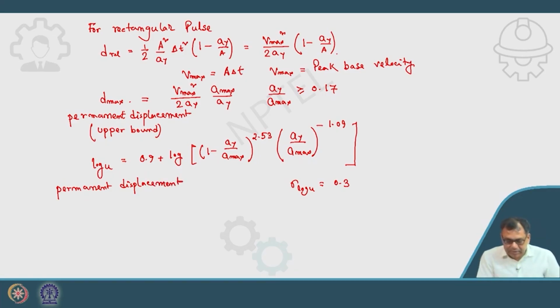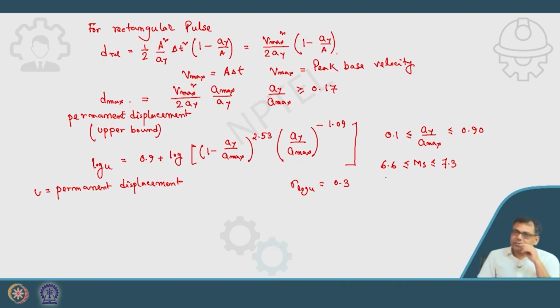Okay, but again this equation is valid if AY by A max is greater than 0.1 and less than 0.9, and the surface wave magnitude is in between 6.6 to 7.3. So remember that this equation is valid for that range of surface wave magnitude, and we will get this permanent displacement value.